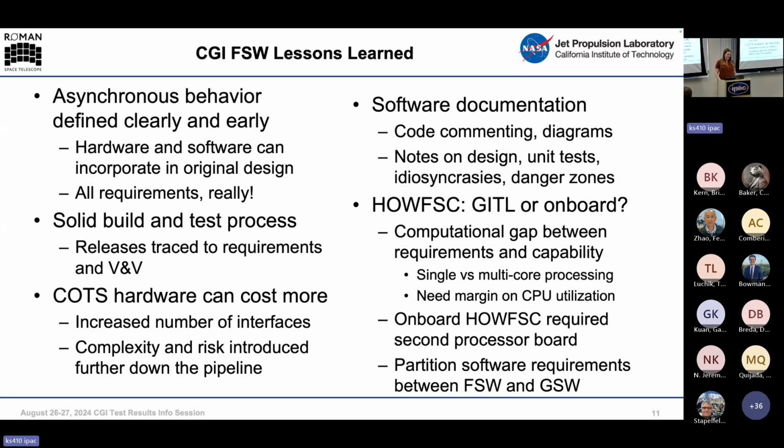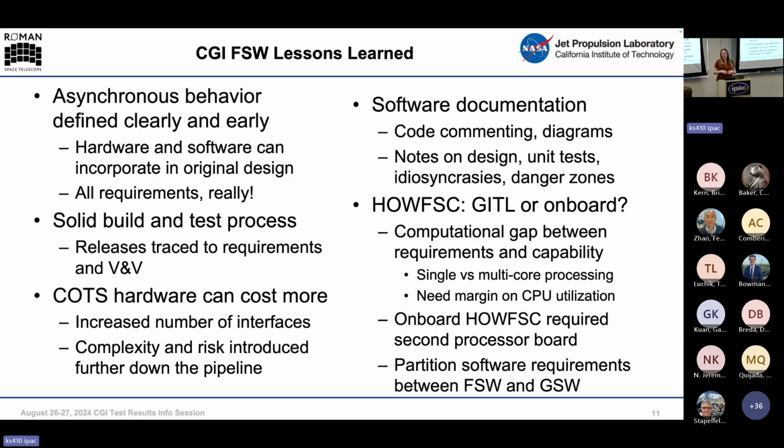And lastly, a big question that Eric Katie kind of touched on yesterday was HOFIS, GITL, or onboard. Obviously, CGI uses HOFIS GITL, and that is because there's a computational gap between requirements and what CGI flight software and hardware can actually do. We only use one core. The original all onboard HOFIS design used a second processor board. He did not have the cost or schedule to develop an entire second processor board.